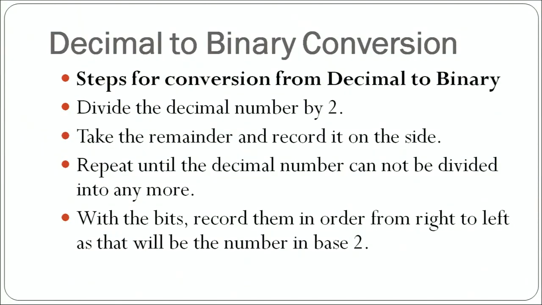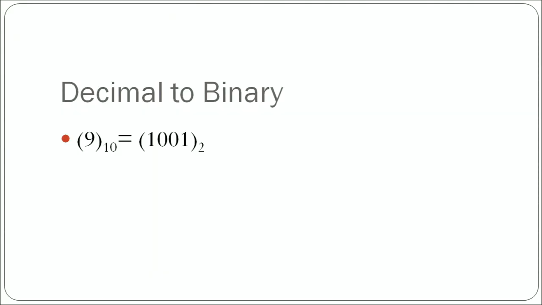So we will start recording our remainders on the side and then repeat until the decimal number cannot be divided anymore. The collection of remainders that we get, these bits, we record them in order from right to left, and that will be the number in base 2, because we are talking about binary. Let's see the example here.